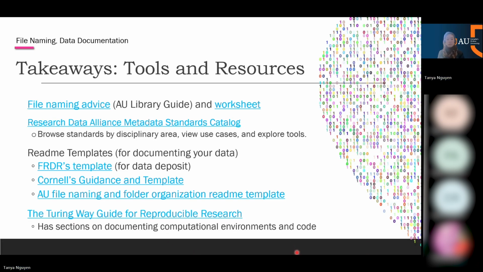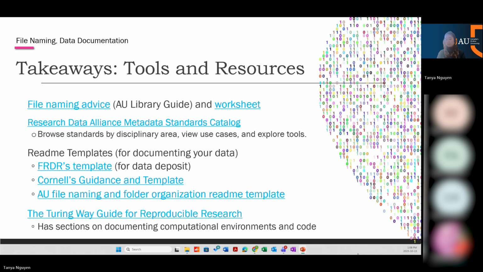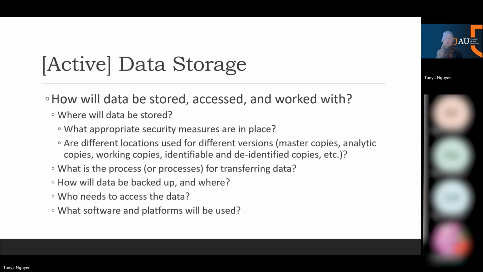Okay, so now we're going to move on to talking about active data storage. And it's important to think about active because this is the data that you're currently using and processing, analyzing. This is different from a data deposit, which I think we will cover briefly too.